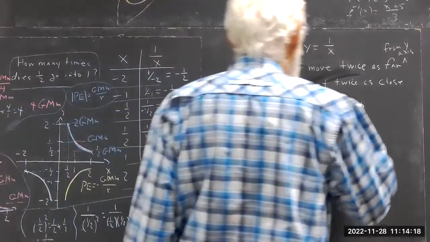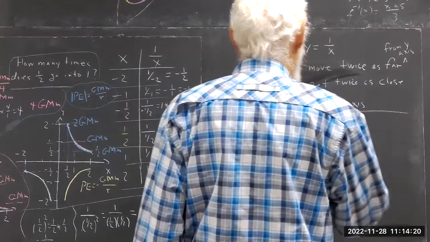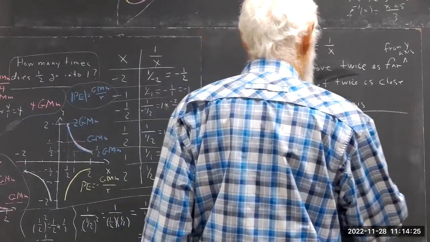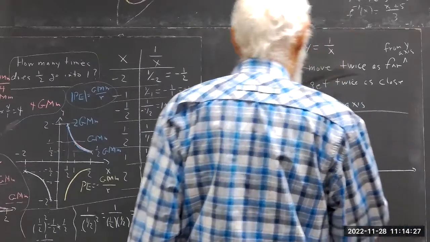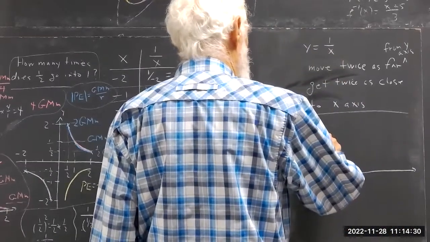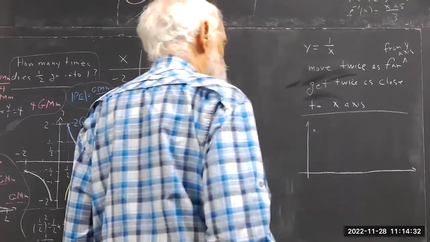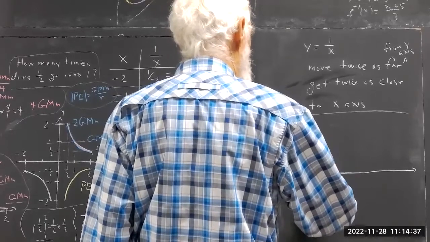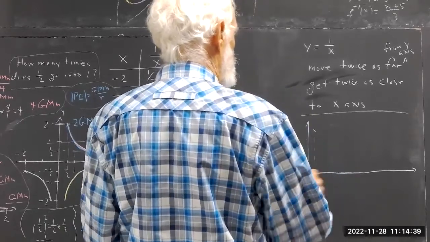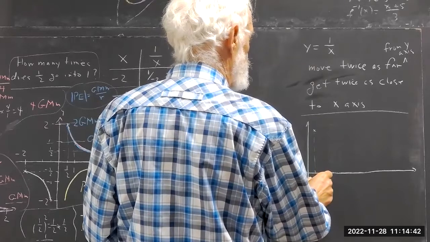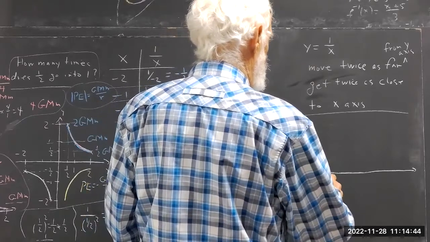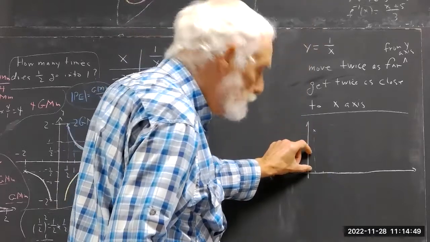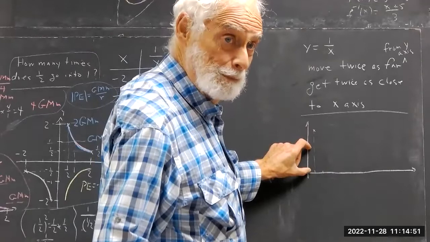Okay. That means pick any point. We'll just start here. How far is that from the y-axis? Well, this far. How far is it if it's twice as far? It's out here. Here's twice as far from the y-axis. It gets twice as close to the x-axis. Does that make sense?